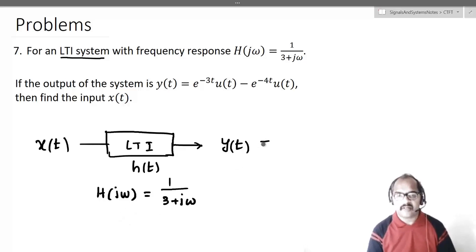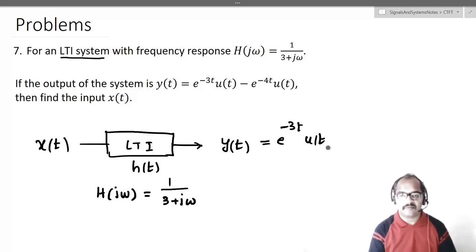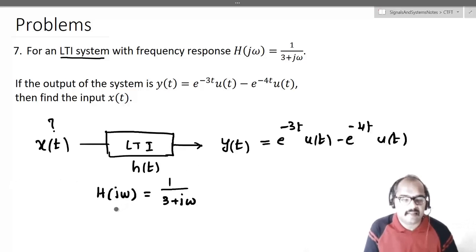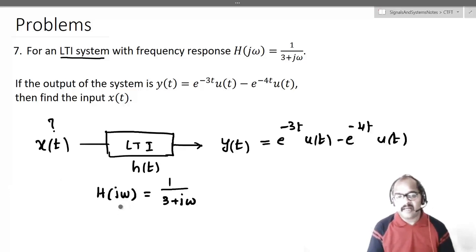And y(t) is given to be e^(-3t)u(t) minus e^(-4t)u(t). That is given. So the question is: H(jω) is given, y(t) is given, so we have to find out what x(t) is. Because the frequency response of the LTI system is given, which is in the frequency domain, let us convert the whole problem into frequency domain notation.